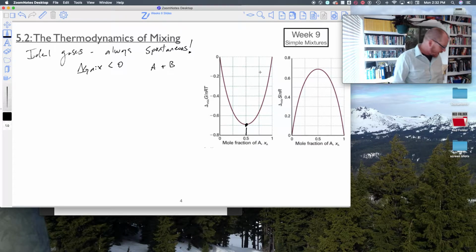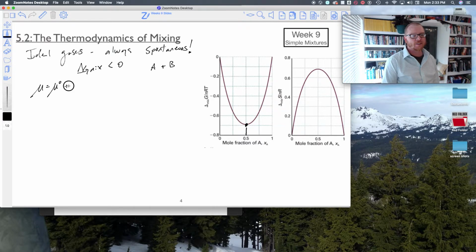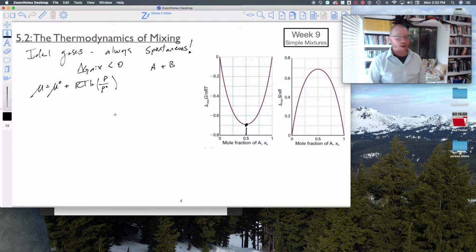Well, we derived an equation previously, which came from the phase changes slides, where I said the chemical potential equals the standard chemical potential plus RT natural log of pressure divided by standard pressure. If you're wondering where that came from, don't worry about it. I'm not going to hold you responsible for deriving this, but this did come from the phase changes section. Okay.